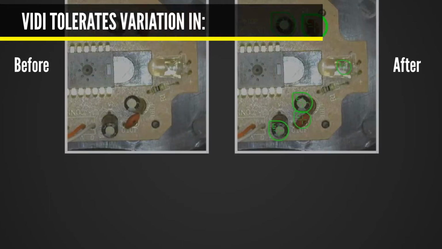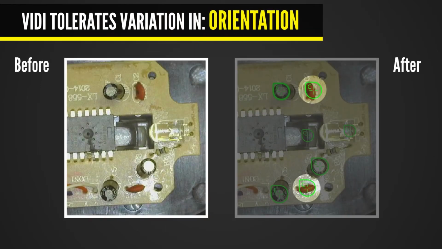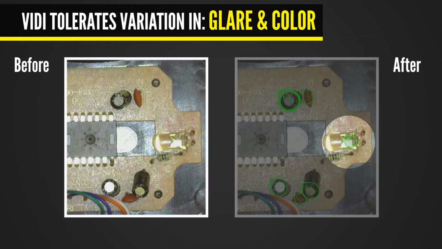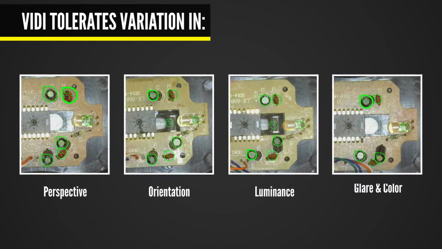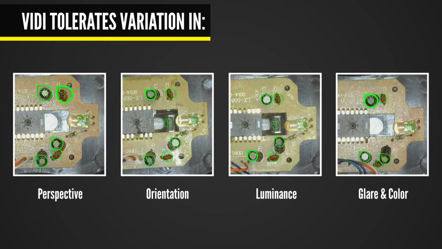ViDi Locate also locates parts despite variations in perspective, orientation, luminance, glare, and color. Locating parts under these conditions drastically reduces development time and solves applications that were impossible with traditional machine vision.